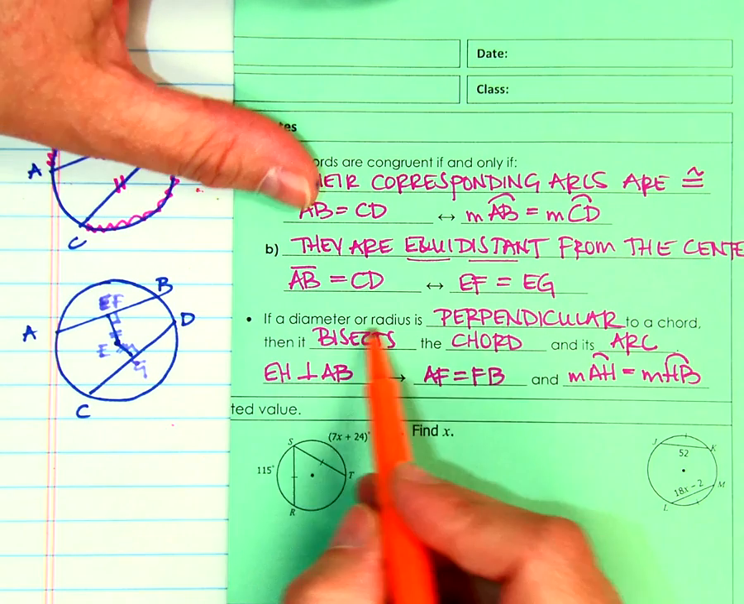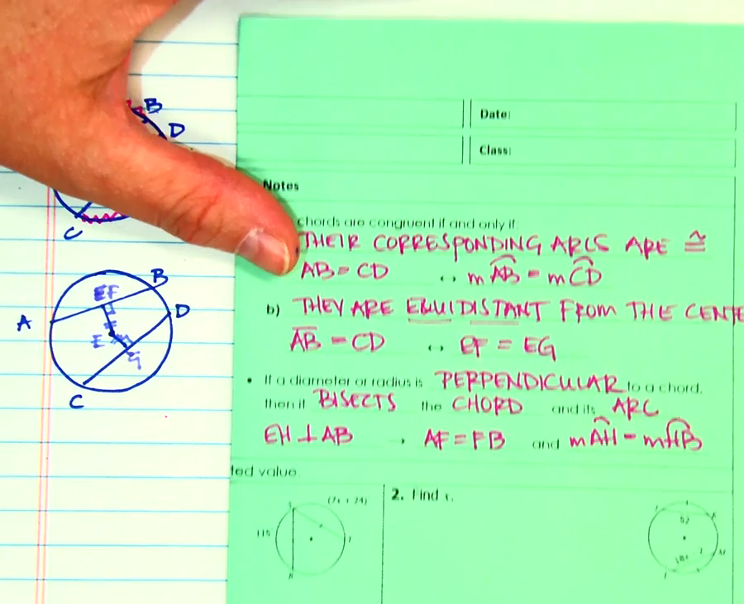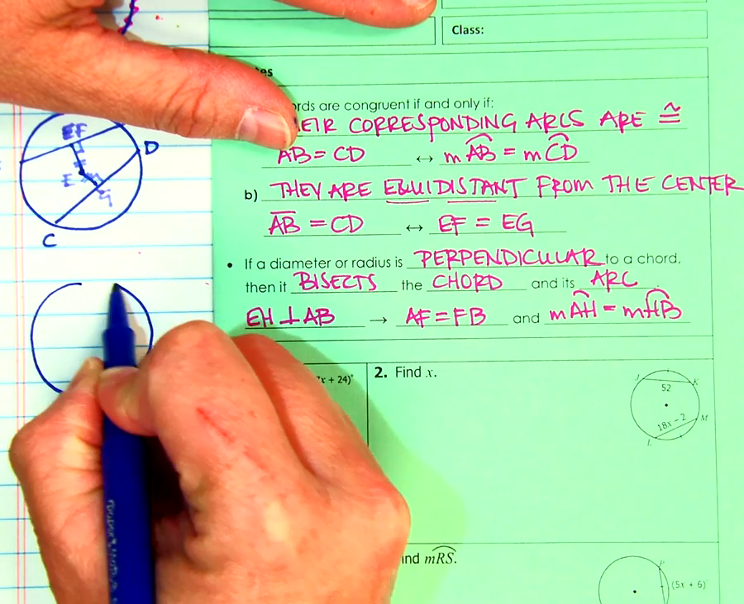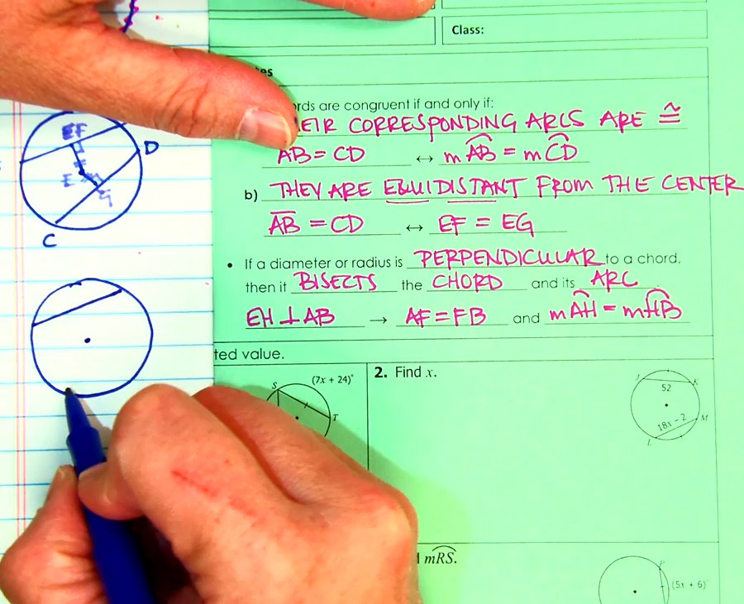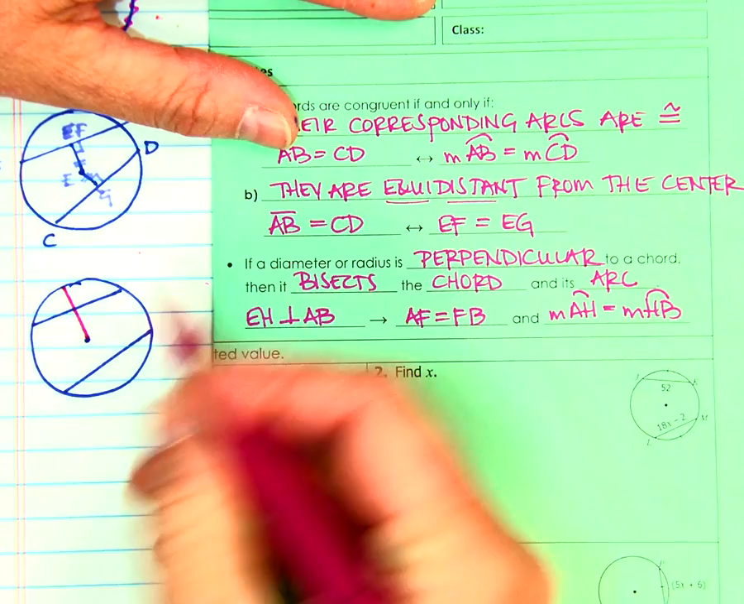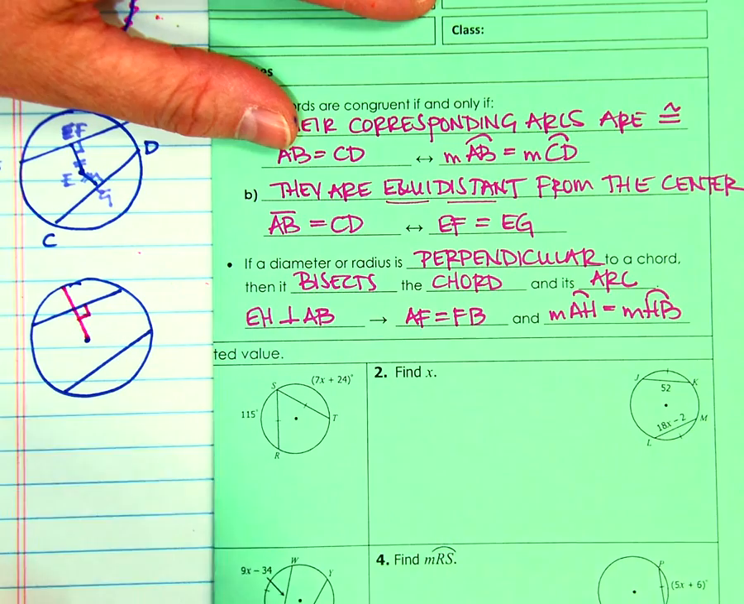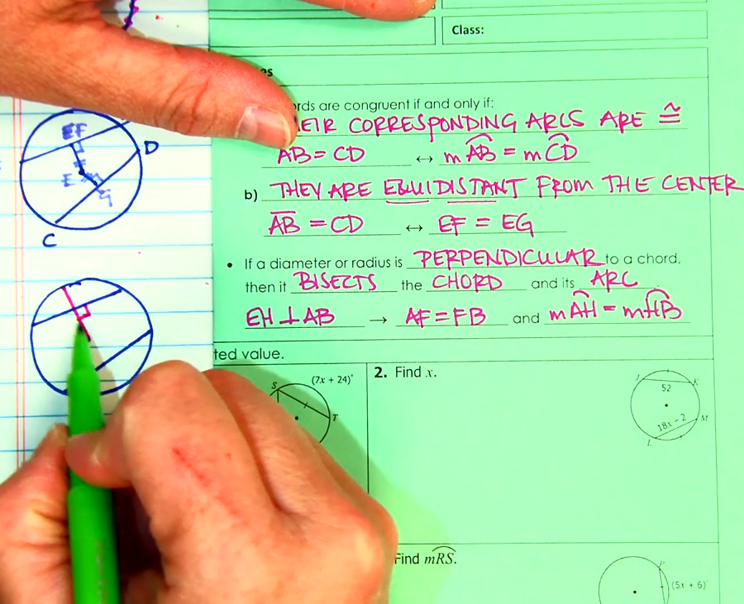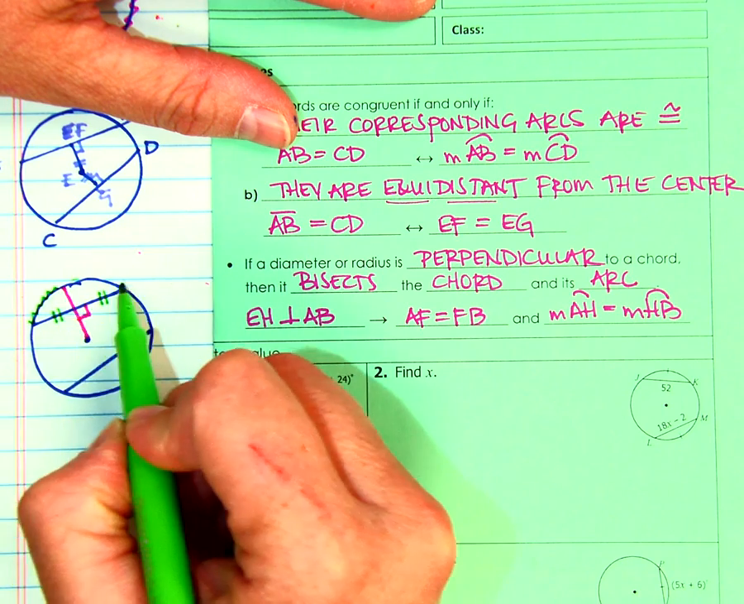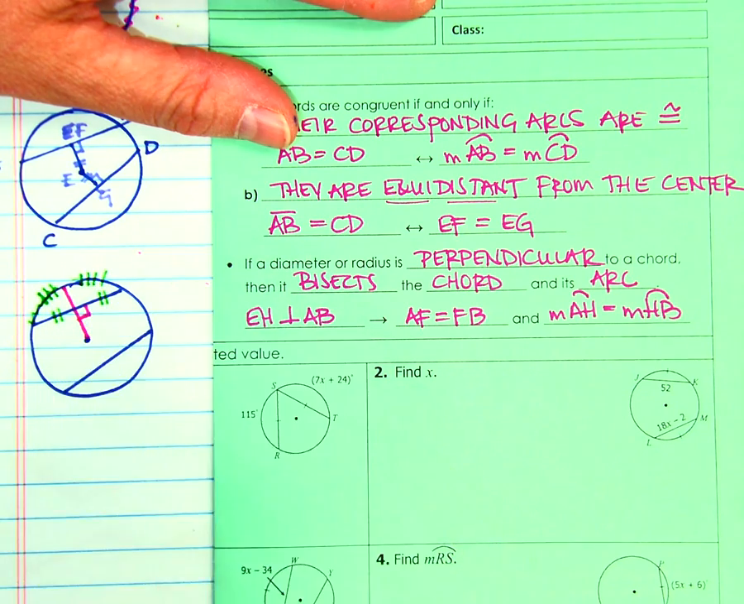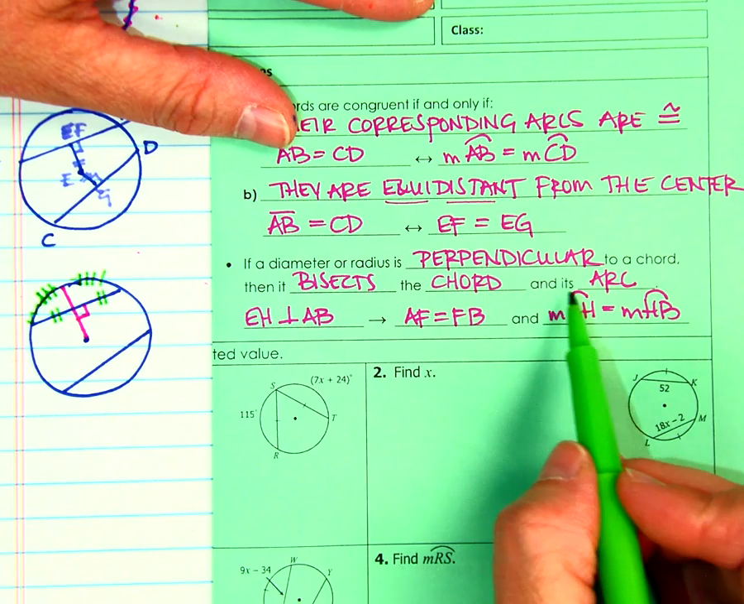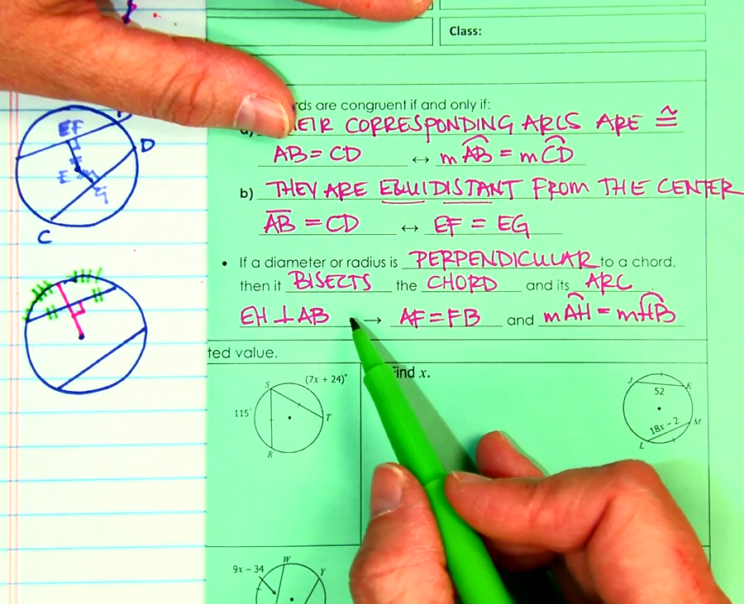is that if a diameter or a radius is perpendicular to a chord, move that down here a little bit. So if that is a radius and it is perpendicular to a chord, then lots of things happen. Then we know that not only is it perpendicular, but it bisects this chord and it bisects this arc. So that means that this arc is going to be congruent to that arc if it is perpendicular. So it bisects the chord and it bisects the arc. Then this goes on with the diagram that goes with your paper.